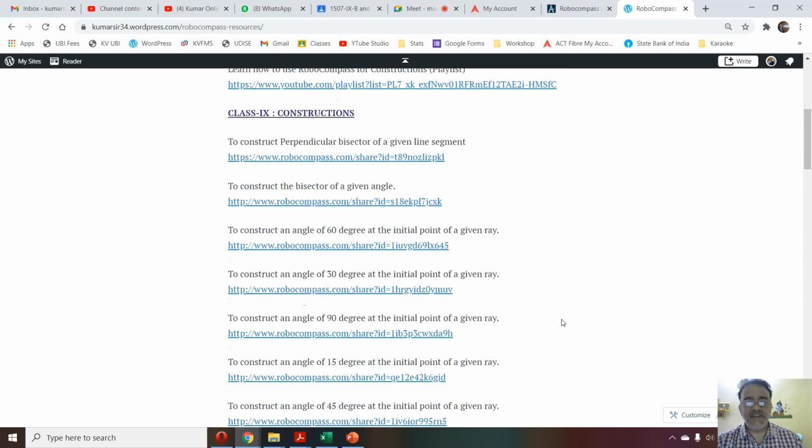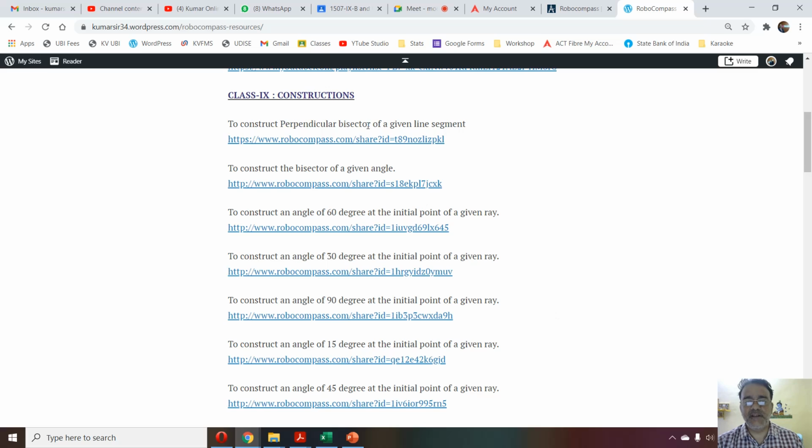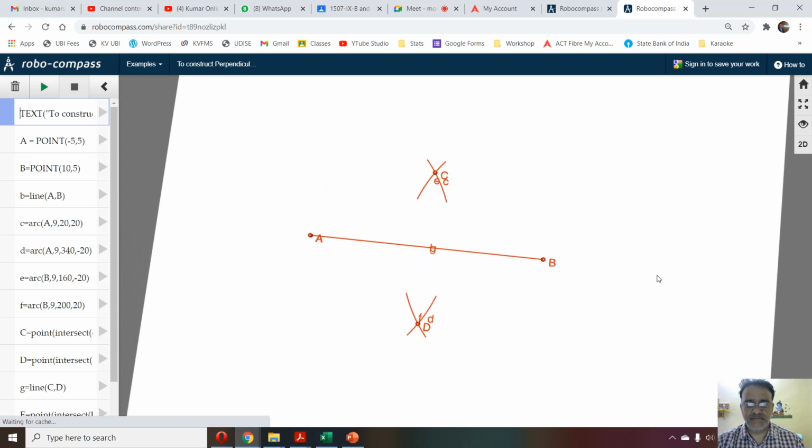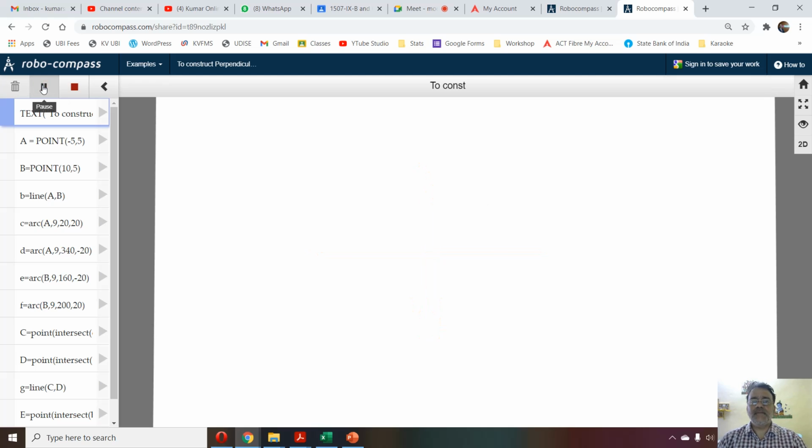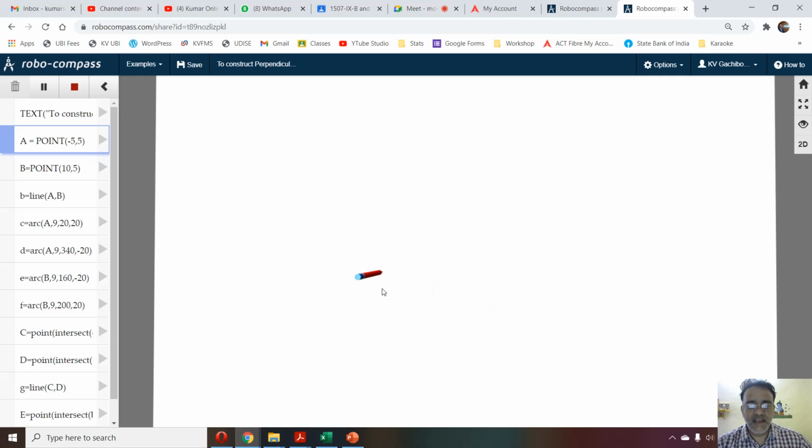So let us start with the first construction, to construct a perpendicular bisector of a given line segment. Okay, right. So to construct the perpendicular bisector of a given line segment, first we are going to take 2 points A and B. Okay, now we will join these two points.